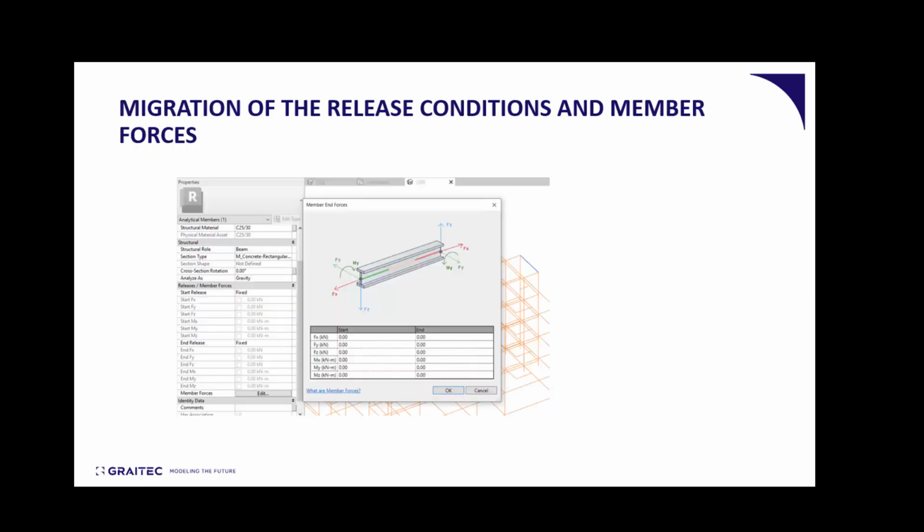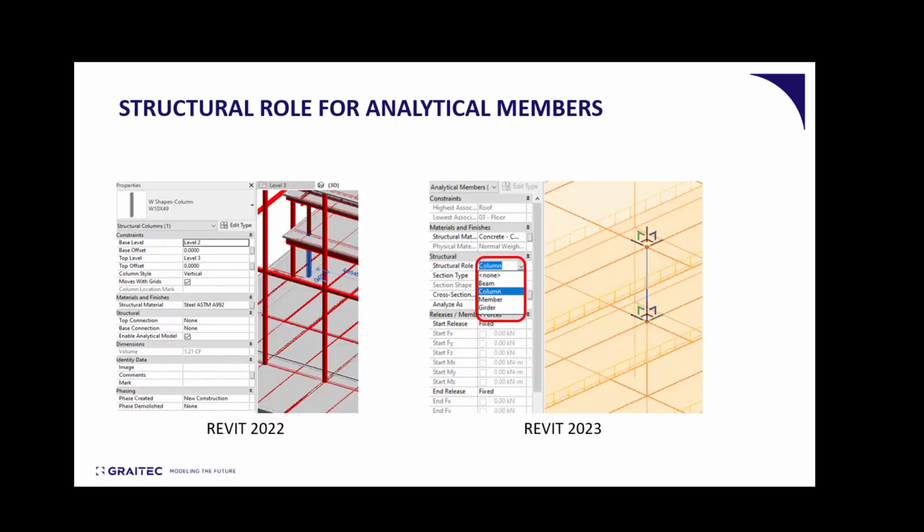As an enhancement, we now can migrate the release conditions and the member forces into our analytical member. So that's a good point for design, and also to save some information in the Revit model. We can also specify the structural role of the element. We can choose between beam, column, and also member and girders. So that's really great.